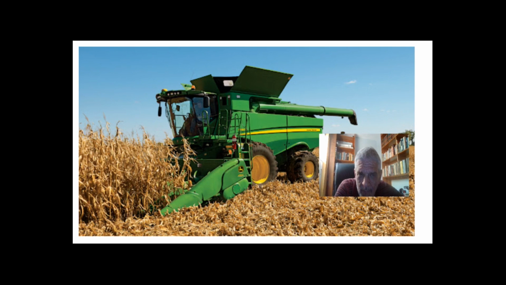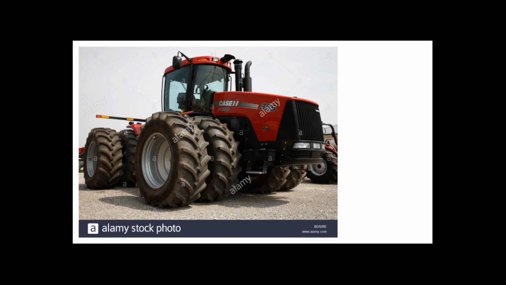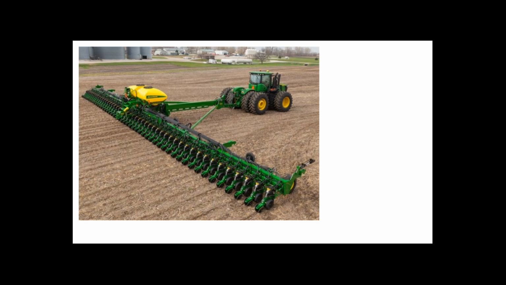This is a harvester. And of course, it can do a lot of work fairly quickly, but it's going to produce a lot of carbon dioxide and is therefore harmful to the environment. And you see another large tractor and a plow here. This plow can do a lot more work than the thing we saw earlier, where we just had a small person with a plow pulled by a donkey.